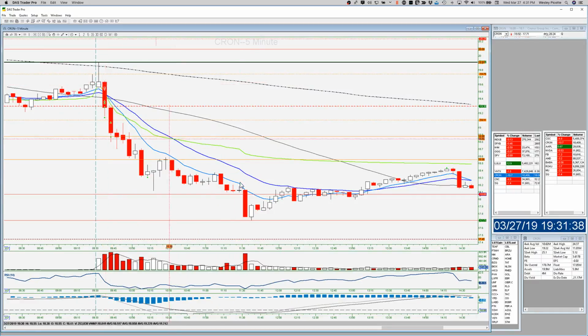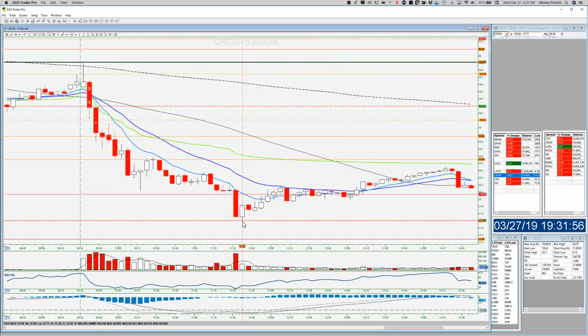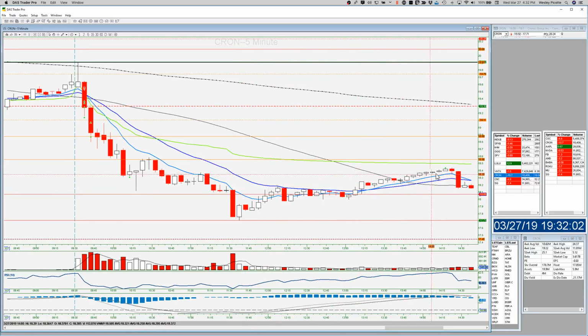In any case, I missed this flush here, which is when we got down to the $17 range, because let's be honest, I was being greedy. I had this line down here. 1750 was basically my target, and I was being stubborn. Missed this. Really, I should have gotten out somewhere in here, but I didn't. It started to get bought back up after lunch.